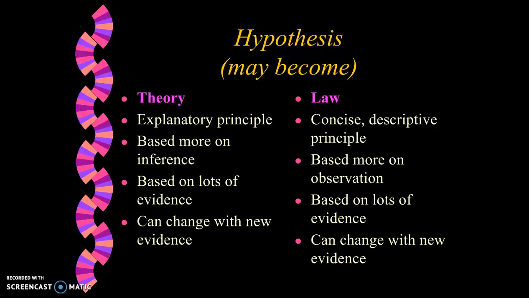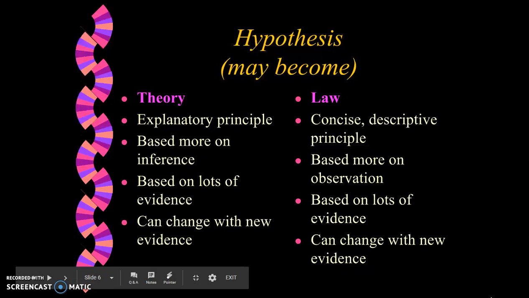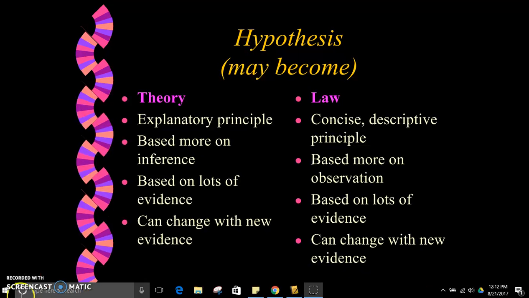A law is something that we generally don't see in biology, but you do see a lot of in chemistry. It's a concise descriptive principle. It is definitely based on more than one observation. It's based on lots of evidence, and it can change with new evidence. But we're not trying to explain why it happens like you do with a theory, like evolutionary theory or cell theory or germ theory, that germs and fungus and bacteria and viruses cause disease.